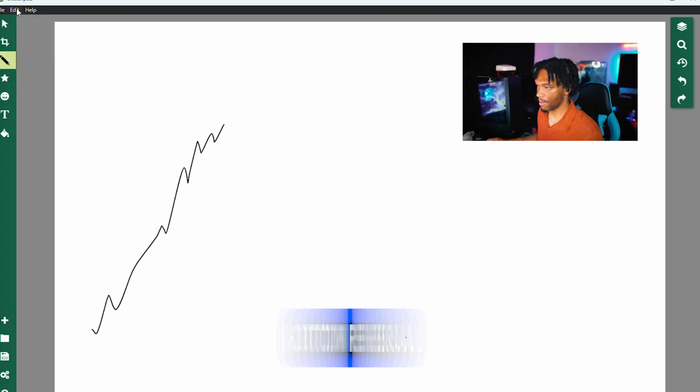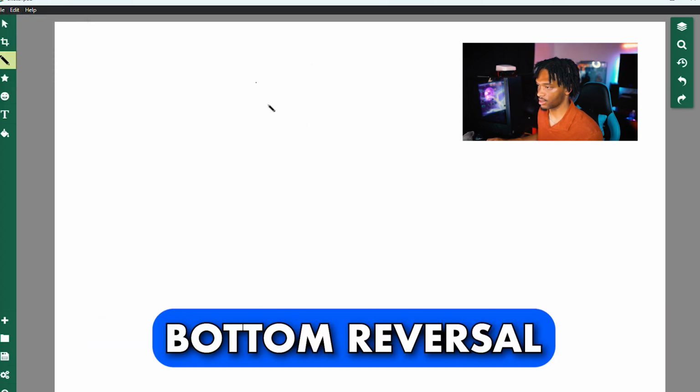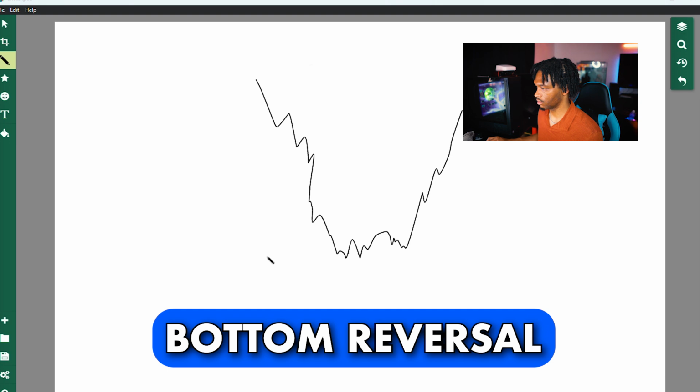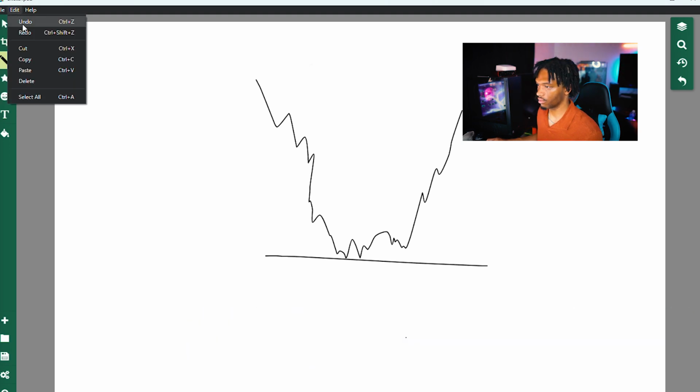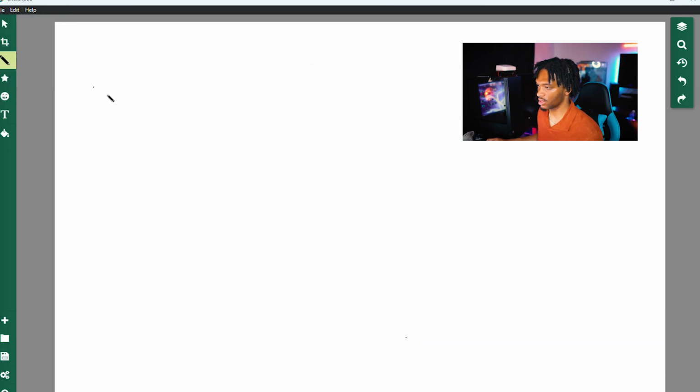And then we have a bottom reversal, which is pretty much just the opposite. Super simple and easy to understand. We're here, we have a bottom, and then we reverse back up. Level of support right there, and then we're good to go. That's pretty much what that is. Super simple, super easy.